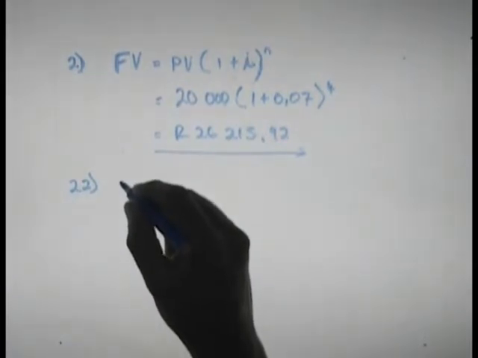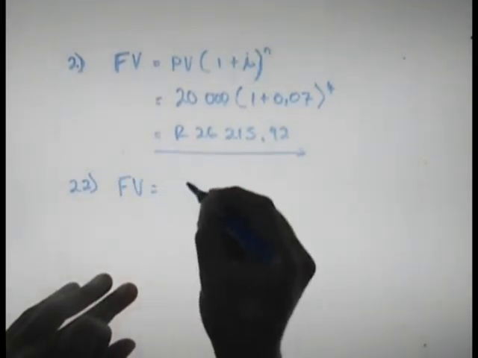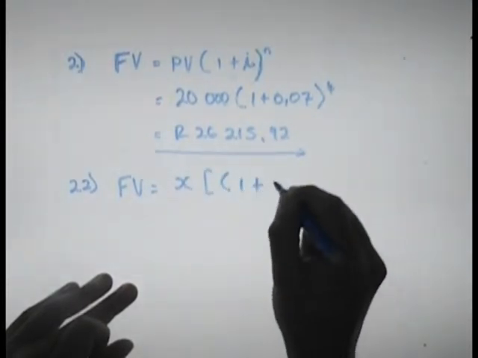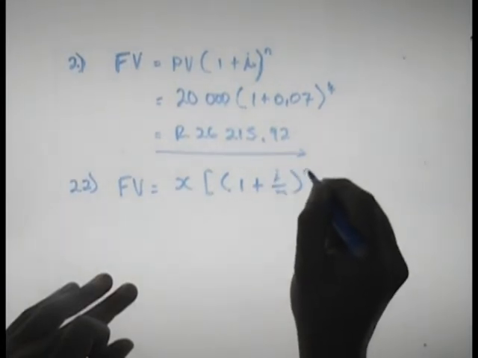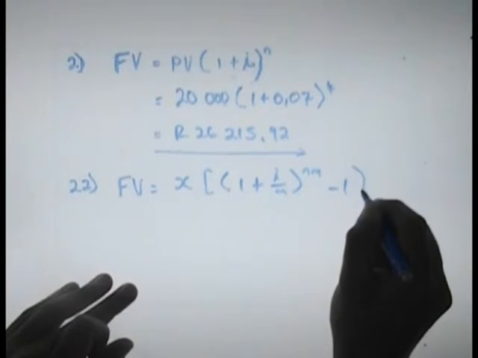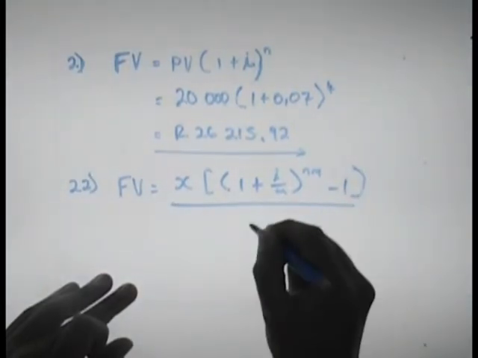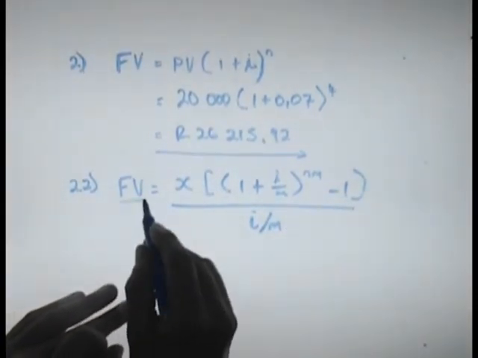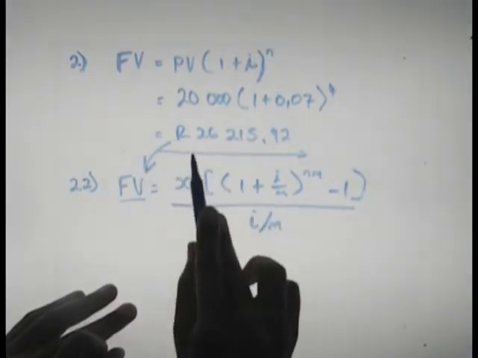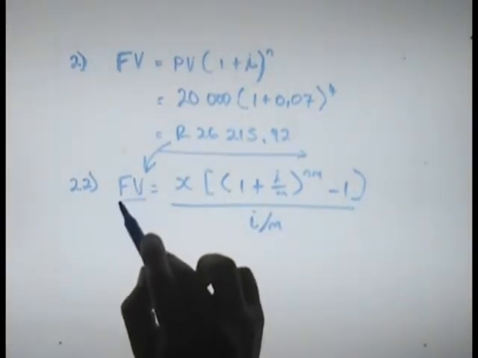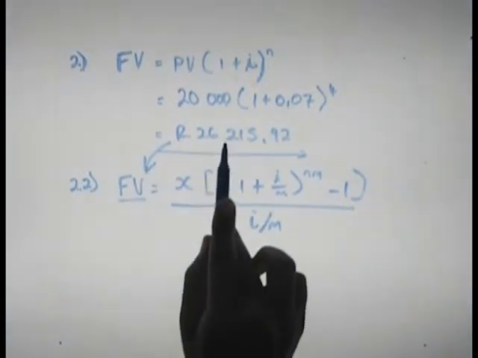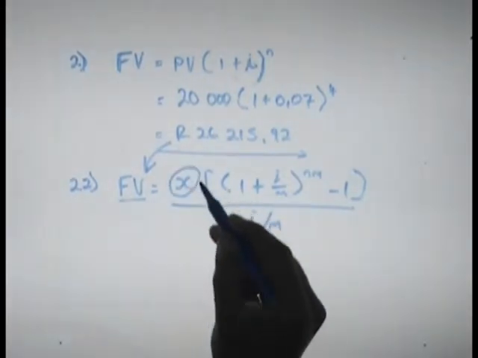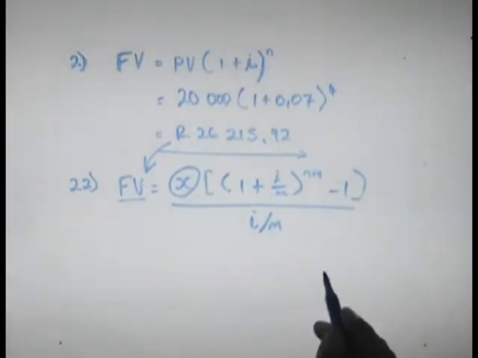The formula we are going to be using reads future value is equal to x multiplied by 1 plus i over m to the power nm minus 1, all of that divided by i over m. Now we've got the future value. We know that the future value, or the value of our money to replace this equipment, needs to be 26,215. We are trying to find out what our quarterly payments are going to be.